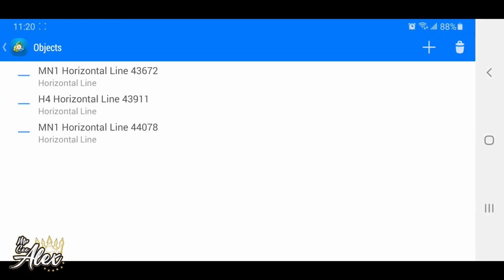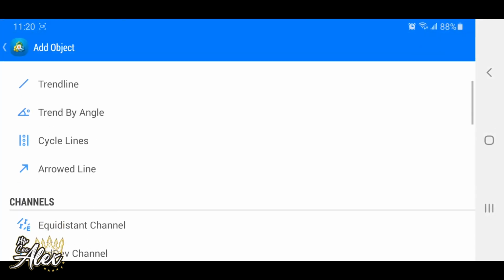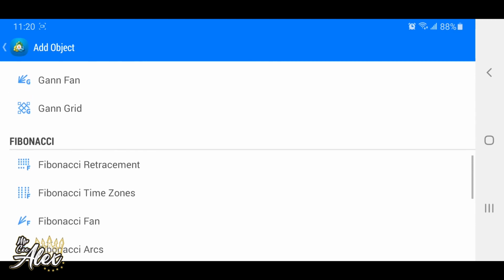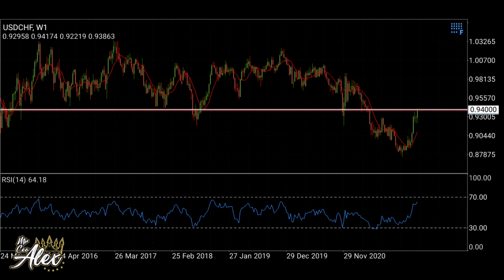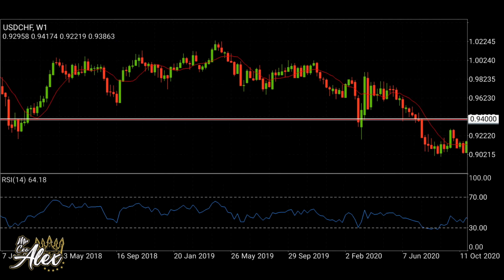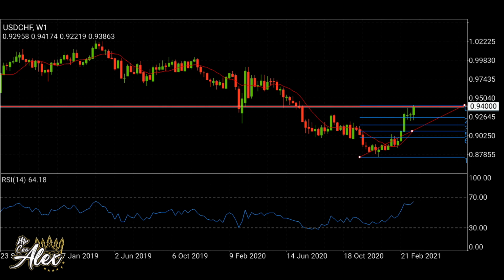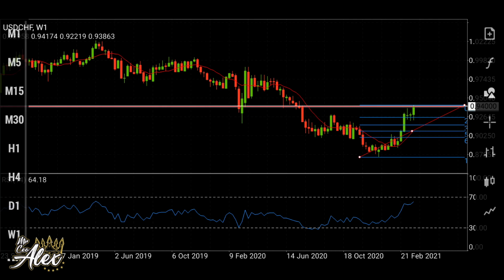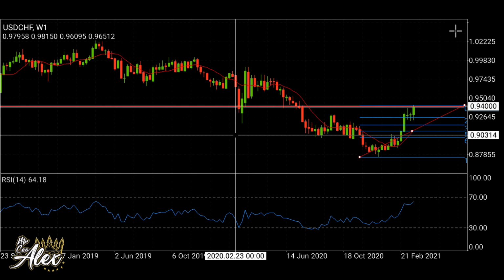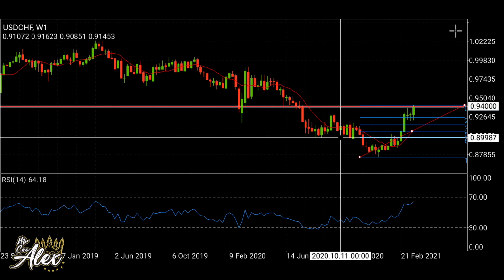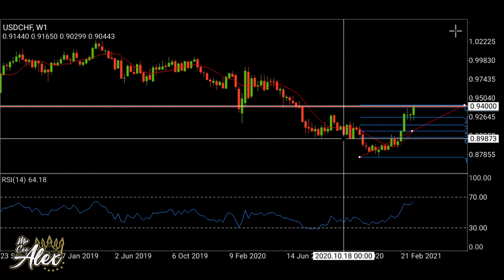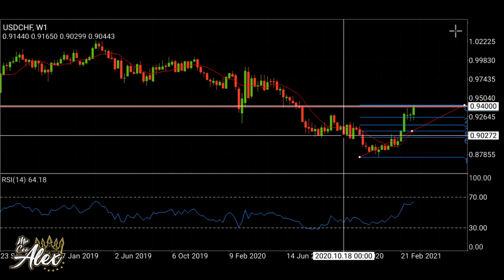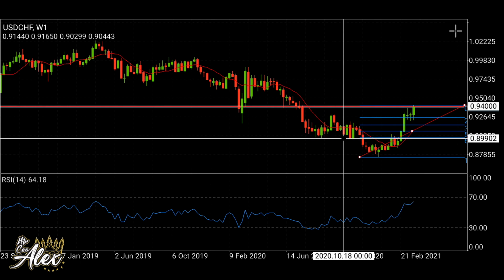Potentially what I would do, because I'm seeing where price broke the last high, is grab my Fibonacci and pull it from this low to this high, right? What I would do is sell the pullback to around the negative 61.8 area, which is around 0.9250. I'll probably do a sell right there.